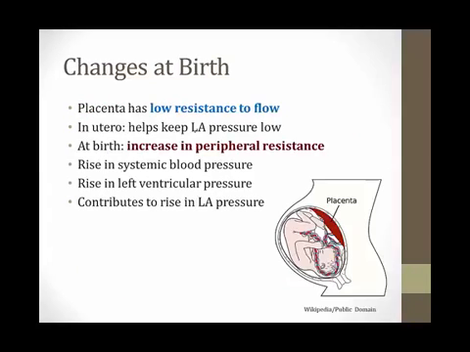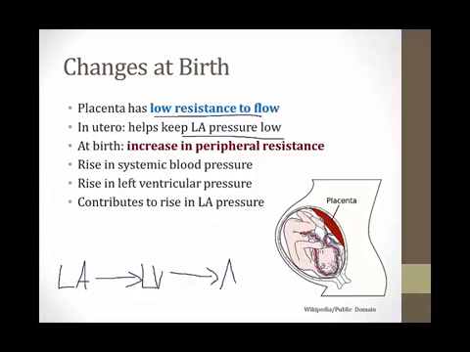And then the final topic that I'll mention in this video is that the placenta has a low resistance to flow, and in utero this helps to keep the left atrial pressure low. Remember that the left atrium pumps blood into the left ventricle, and in utero, the left ventricle has a very easy time moving blood into the aorta. That's because the aorta is connected to the placenta, which is a very low resistance structure.